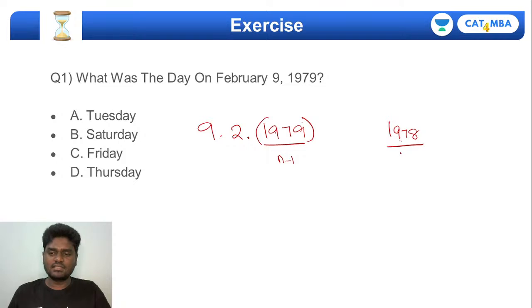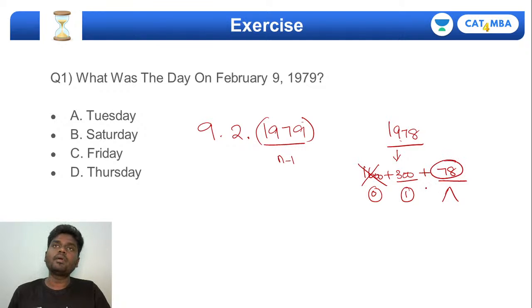So how to sectionalize this? This can be written as 1600 plus 300 plus 78. What is the intention here? 1600 is a multiple of 400, so it will have 0 odd days. And 300 years has 1 odd day. You only need to find how many odd days there are for 78 years. So how to do that? For 78 years, you first see how many normal years and how many leap years there are.